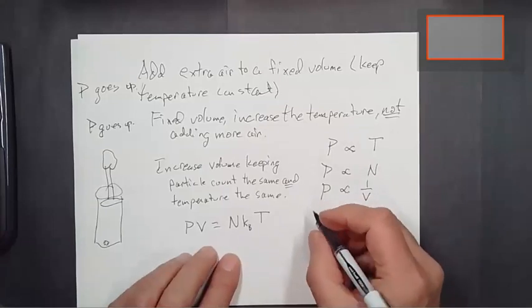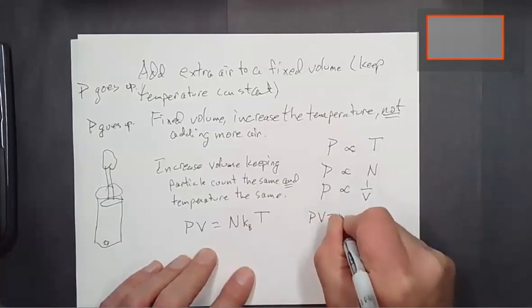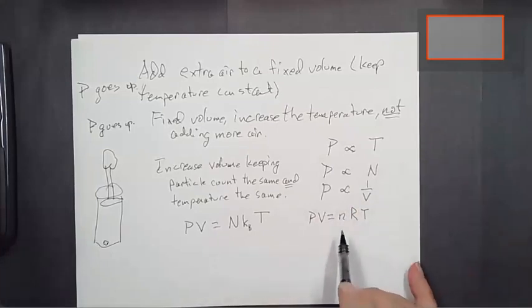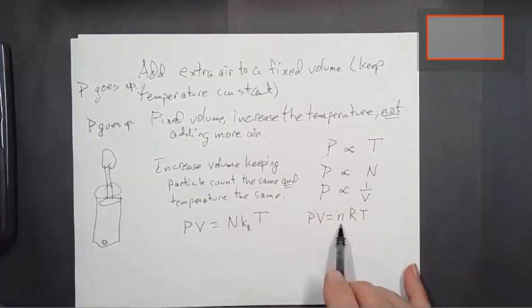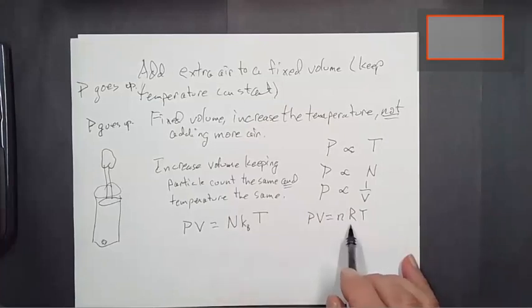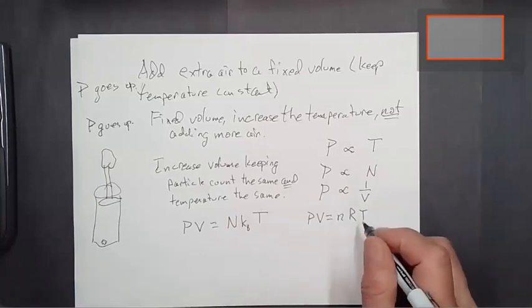Now, this is different from the chemistry version, which looks like PV equals nRT. In the chemistry version, if you've taken that, lowercase n stands for the number of moles of the particles you have. Capital N stands for the number of particles themselves. The R is called the molar gas constant, and it's something like 8.314 joules per mole. I can't remember. It's been a long time. Joules per mole Kelvin is what it is.